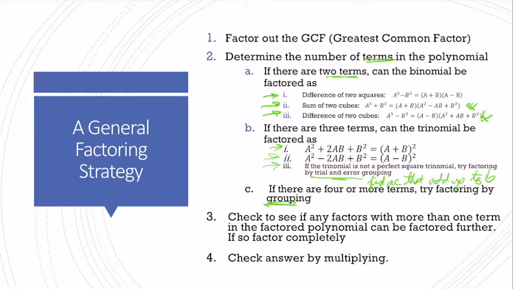If there are four or more terms, try factoring by grouping. And then once you have factored once, you need to verify that each of those factors is factored completely. And if you want to check your answer by multiplying, this is something I always recommend, especially on exams. If you finish with enough time, go back and check all of your work.